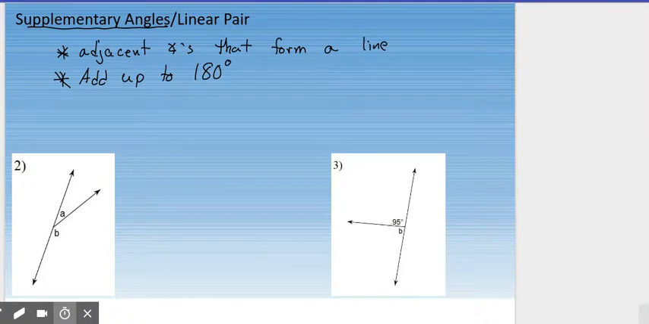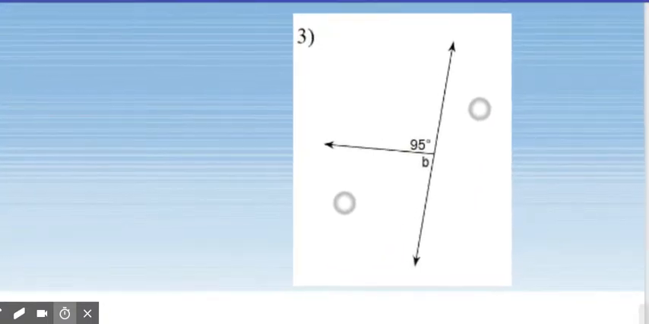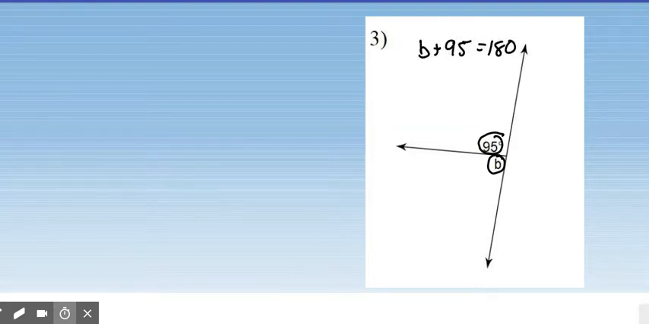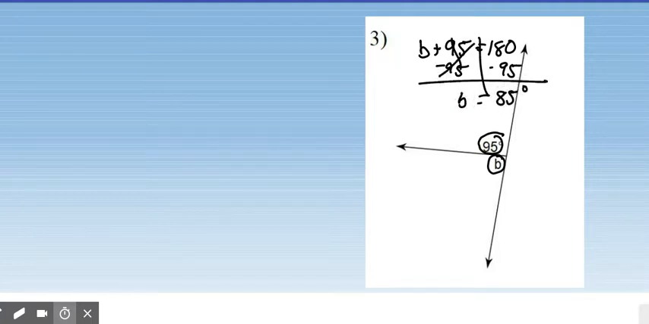So when we get this situation here, like in number 3, we have two supplementary angles. They form a linear pair. Well, one thing I do know is that if I add 95 and B, I should get 180. So I can form a quick equation by that. B plus 95 equals 180. And I can quickly figure out what B is. So just solve that equation. Minus 95 on both sides. And B is going to be 85 degrees.